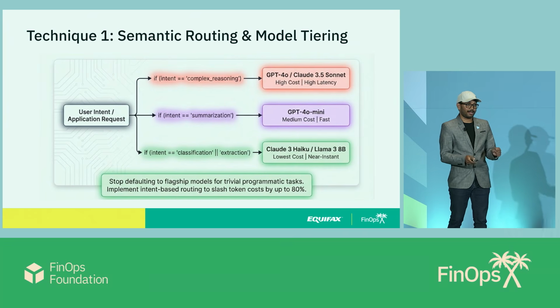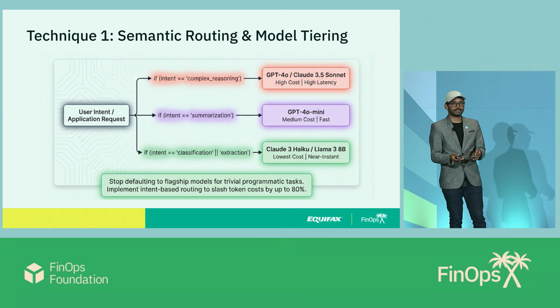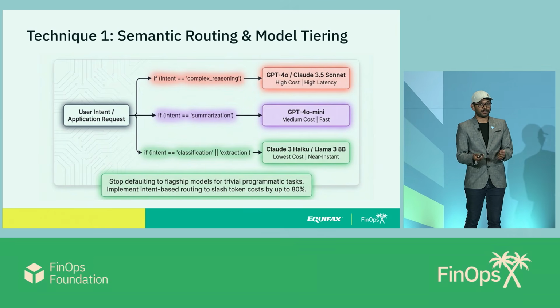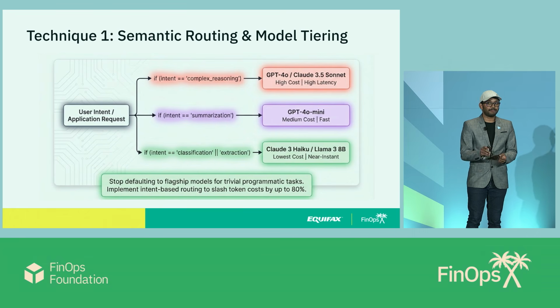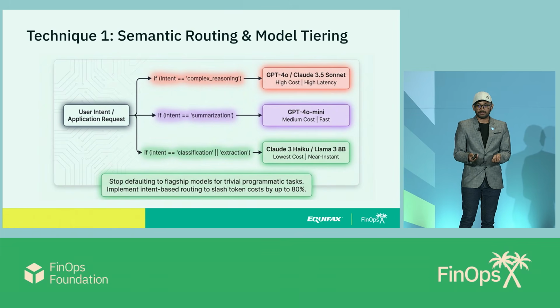And with that, I would like to provide three techniques which most of the LLMs have been developed on, and understanding the LLMs using these techniques could help us optimize tokens a lot. That's the first thing, semantic routing and model tiering. Stop defaulting to flagship models like GPT-4o or Opus for trivial tasks. Route simple classifications to, for example, Claude 3 Haiku or Llama 3, which would cost almost 80% less.